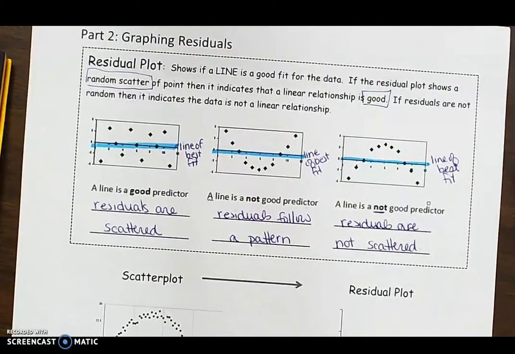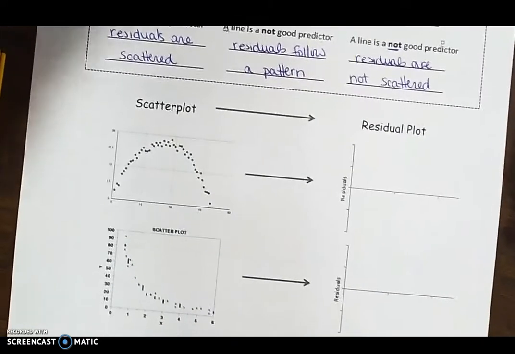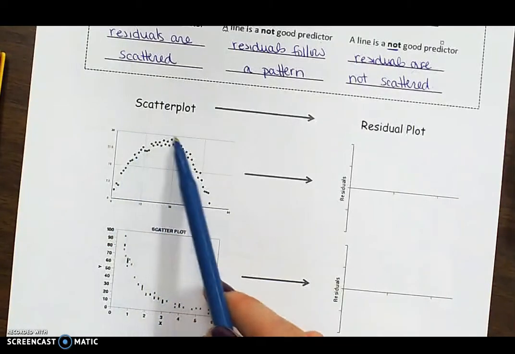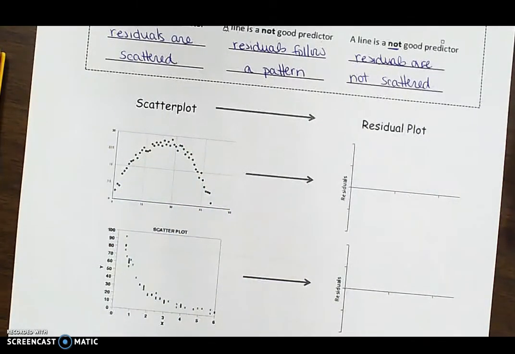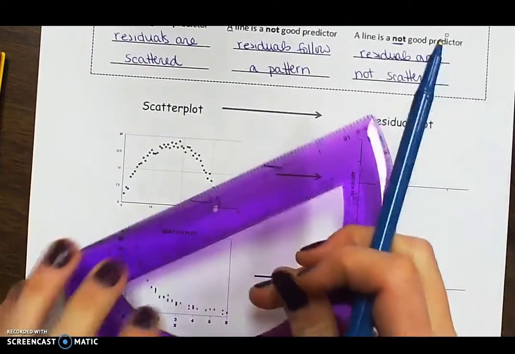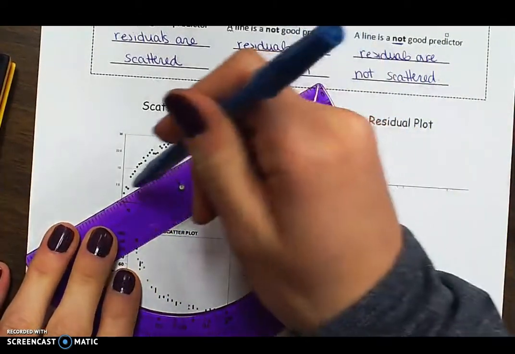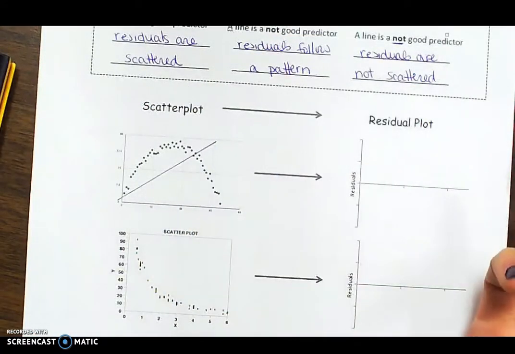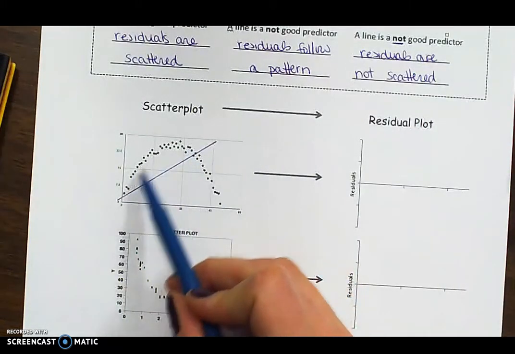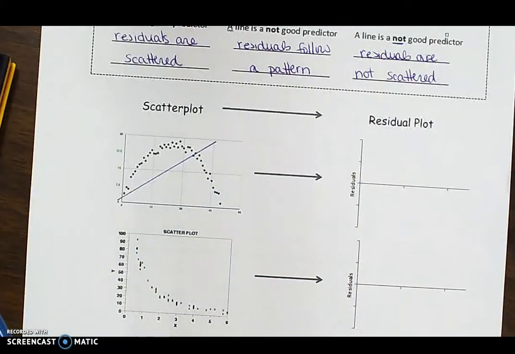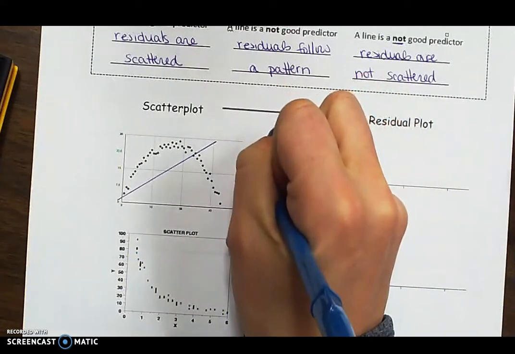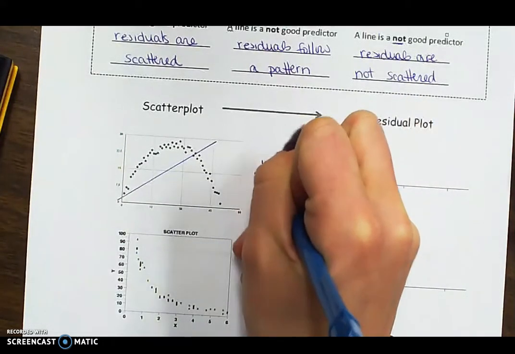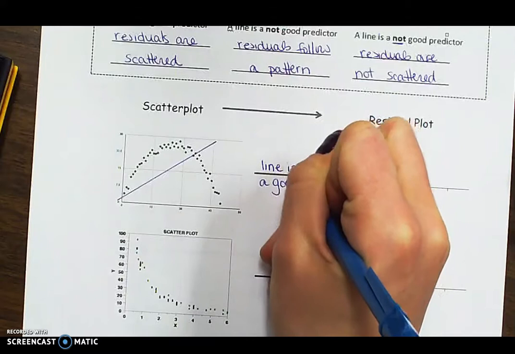So let's take a look at how we can compare scatter plots and residual plots. Here's the first scatter plot. Let's say we had to draw a line of best fit. My line of best fit would look something like this. Now, is a line a good fit for this data? Just looking at it, I would say probably not. A line is not a good fit.